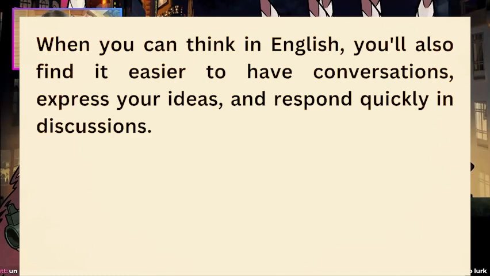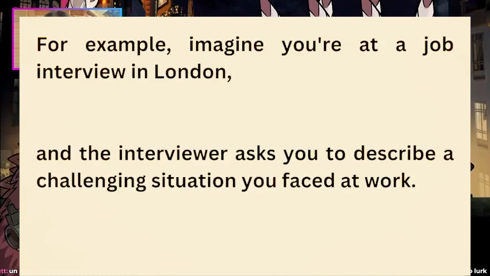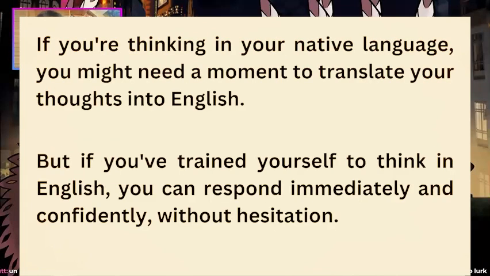in discussions. For example, imagine you're at a job interview in London, and the interviewer asks you to describe a challenging situation you faced at work. If you're thinking in your native language, you might need a moment to translate your thoughts into English. But if you've trained yourself to think in English, you can respond immediately and confidently, without hesitation.